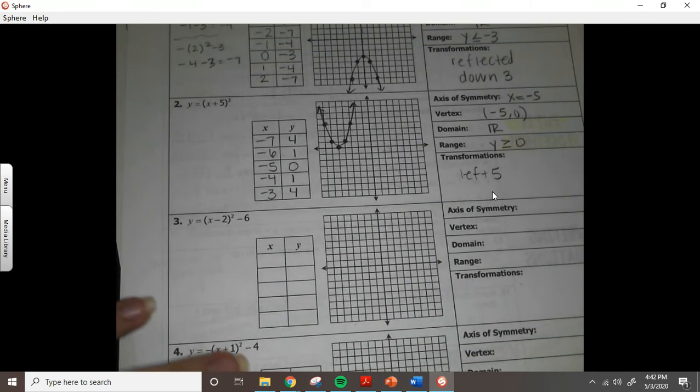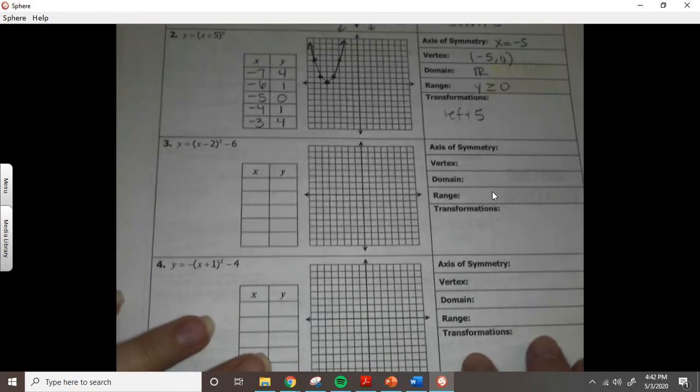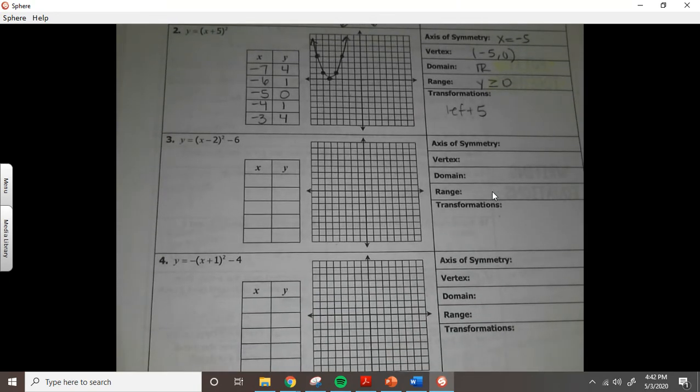Okay, so we were correct in assuming that we moved left 5. It didn't reflect, it didn't shift up or down, and has no compression or stretch because we know that there's no A here. All right, let's try to assume or predict this one.